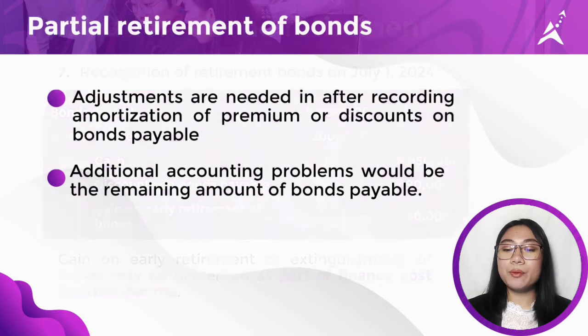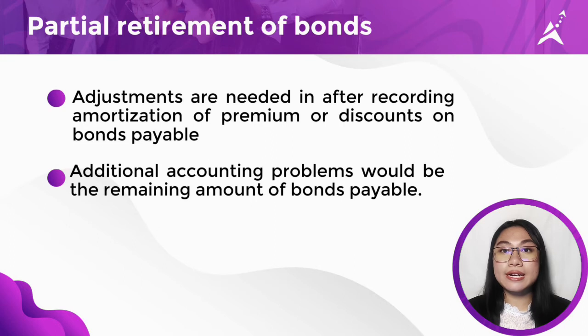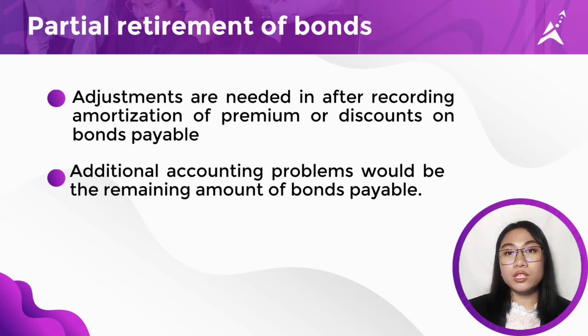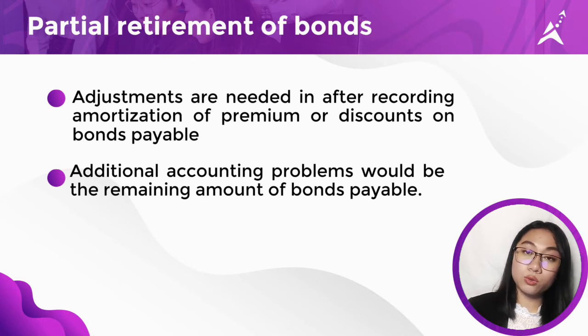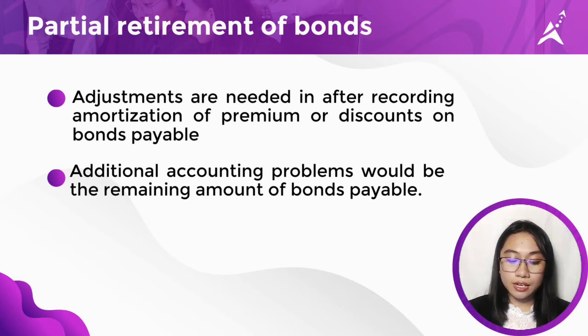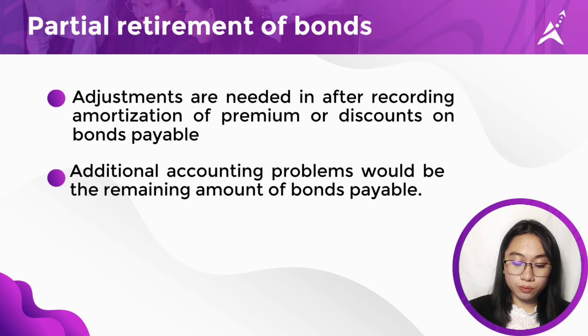Ayan, punta naman tayo sa partial retirement of bonds. So, sometimes bonds are retired not totally, which means partial lang yung nare-retire na bond sa kanya. Halimbawa, dun sa kanina nating illustration, we retire the bonds of 5 million totally. Lahat lang yun, niretire natin. Pero what if, pagdating ng July 1, 2024, ang niretire lang natin ay 1 million? So, 1 million lang niretire natin na face amount.